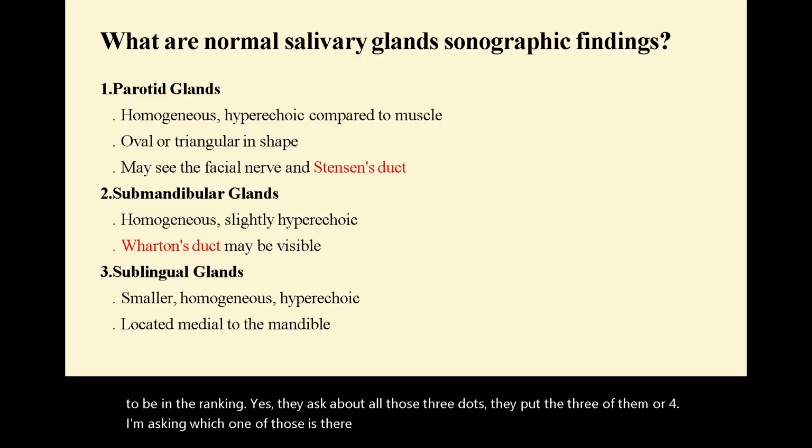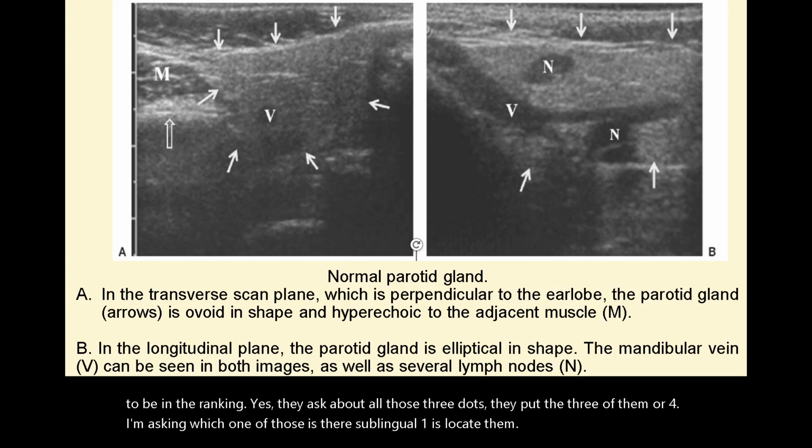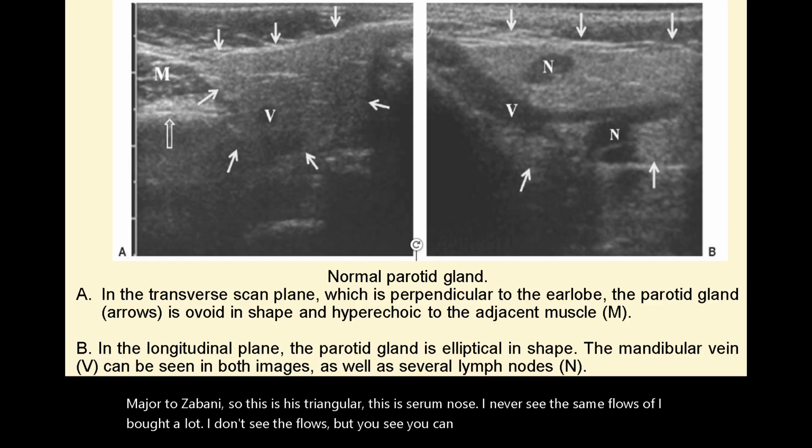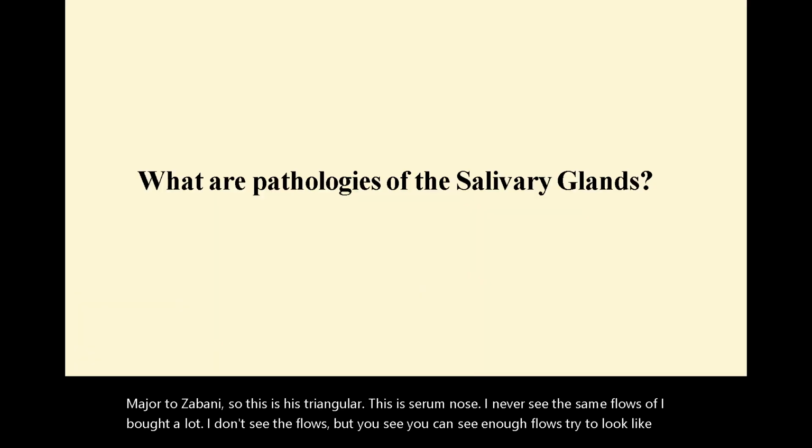Sublingual is going to be small, hyperechoic, located medial to the mandible. So this is triangular. You see lymph nodes. I never see the lymph nodes, I do it a lot, but you can see lymph nodes. The triangle looks very similar to the pancreas.